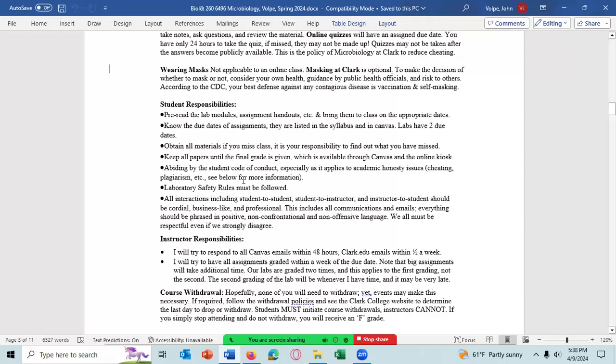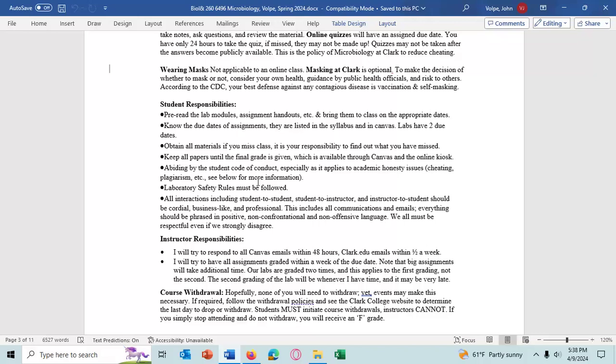Students must abide by the student code of conduct, especially when it applies to academic honesty issues. Cheating and plagiarism are not allowed. In school, if I discover you're either cheating or plagiarizing on an assignment, you get a 0 for that assignment.